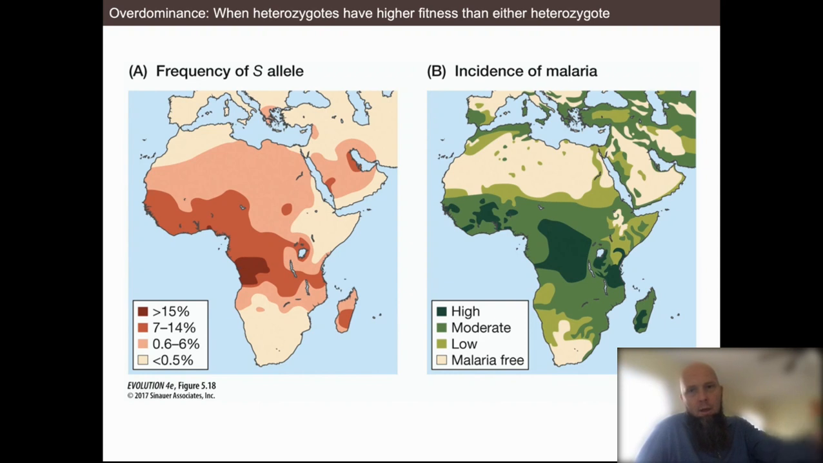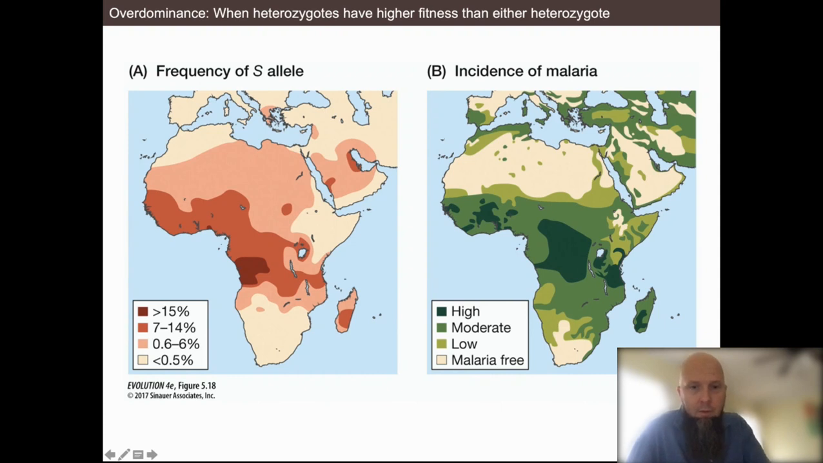Why is that? Because compare that to the map of where malaria occurs and where it's most common. The presence of the S allele, those sickle-shaped blood cells, those actually are resistant to malarial infection, okay? So with this resistance to malarial infection, the frequency of the S allele has stayed pretty high throughout Africa because of this principle of overdominance.